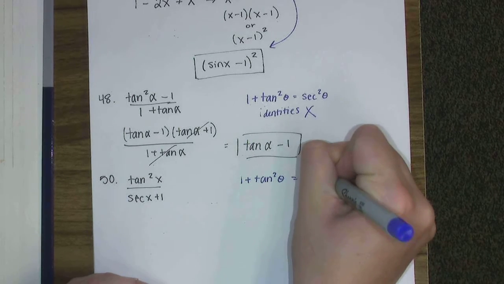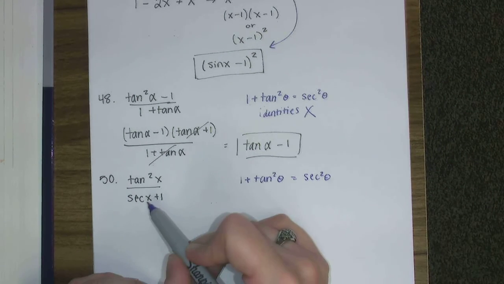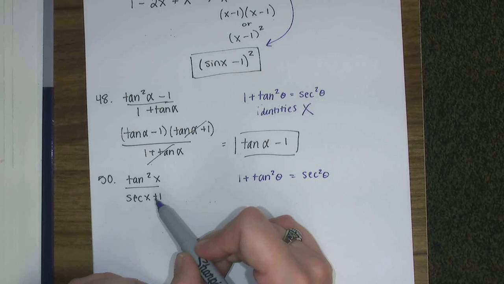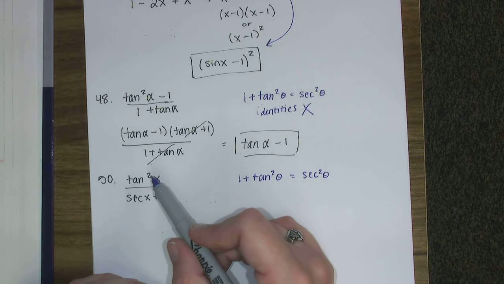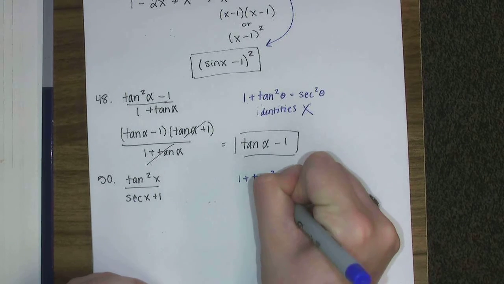So let's look at that. Tangent squared of theta would be secant squared of theta minus 1. Well, now, based on what we did up here with the tangent squared, this also is a difference of squares.